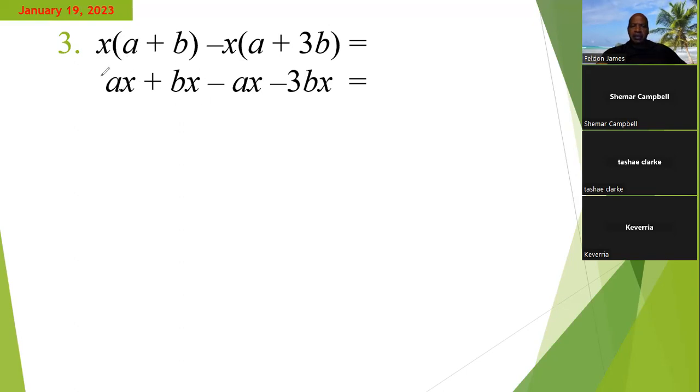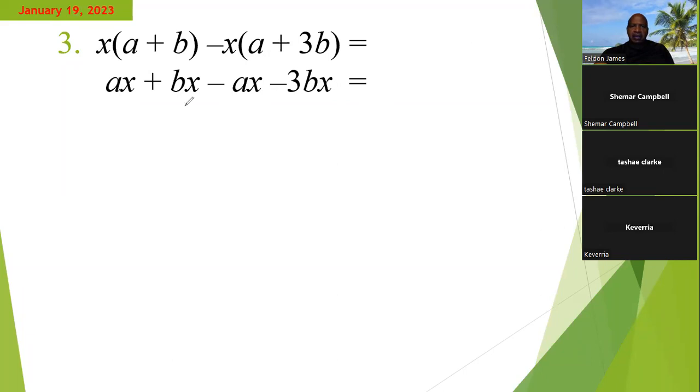And if you notice here, when we are multiplying terms together, our products, we generally write the product in alphabetical order. So based on which letters come first in the alphabet, we write it in that order. So x times a comes first, so we write ax, and so on. So x times b will give us bx. And for the next bracket, we have a minus x. So minus x times a gives you minus ax, and minus x times 3b will give you minus 3bx.